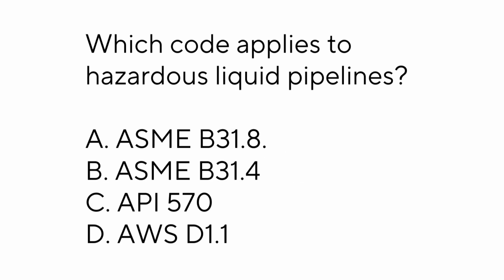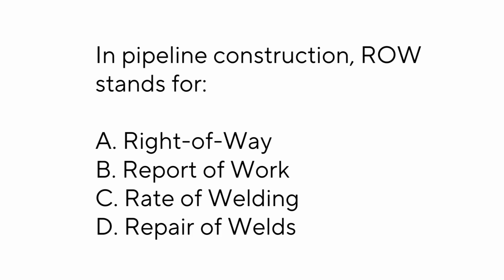Which code applies to hazardous liquid pipelines? A. ASME B31.8. B. ASME B31.4. C. API 570. D. AWS D1.1. Answer: B. ASME B31.4.